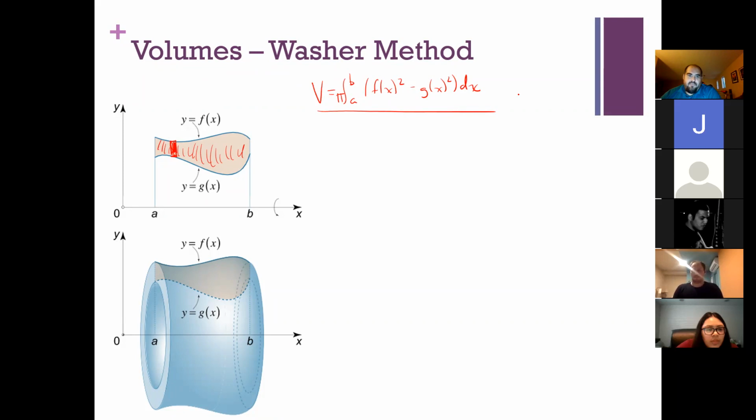Any questions on the difference between disk and washer so far? One thing I would really try to focus on from your point of view is, do you know what to look for in order to make that determination of whether to do disk method or washer method? Basically, the sooner you can make that determination, the better off you'll be. Any more questions before I move on from this diagram here?